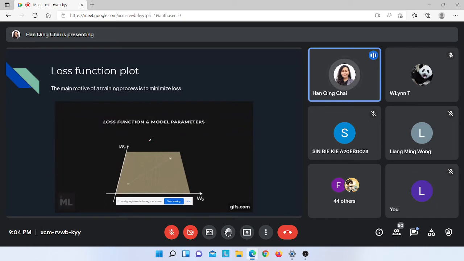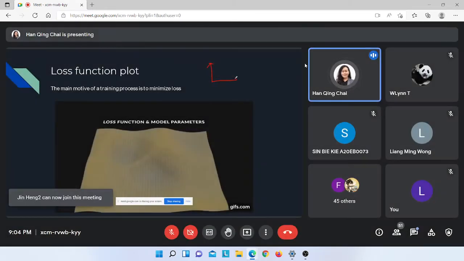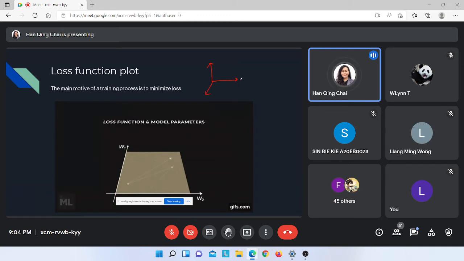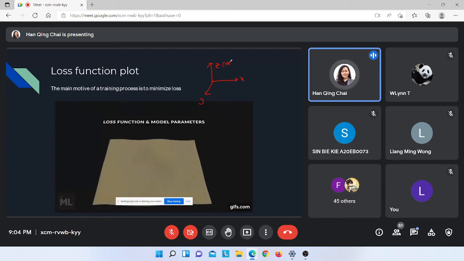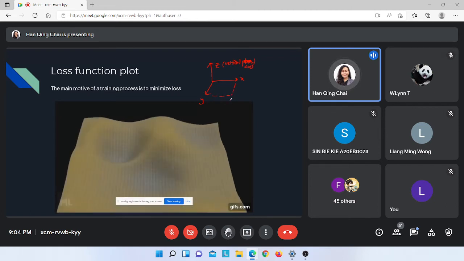This is actually what we call a loss function plot. If you want to remember it better, just remember the x, y, z axes that we learned in mathematics. So let's say this is x, y, and this is z. We call this the vertical axis. And this x and y, they form a plane, right? They form like a surface here. So this part, we call the horizontal part.